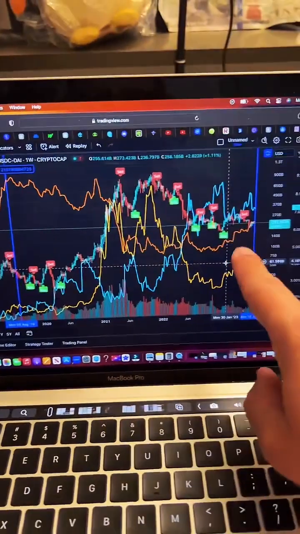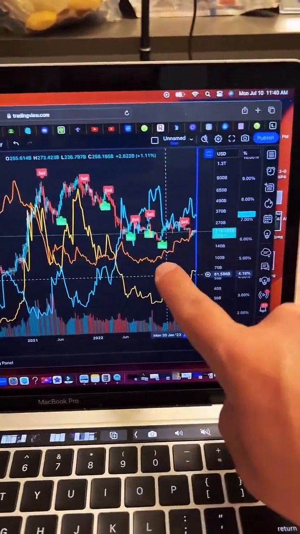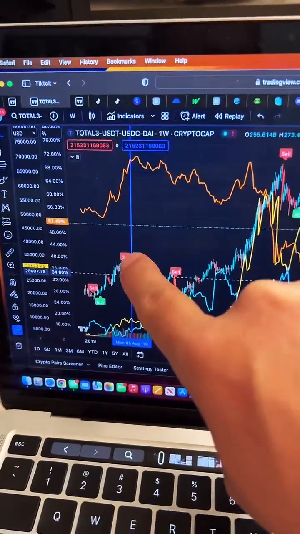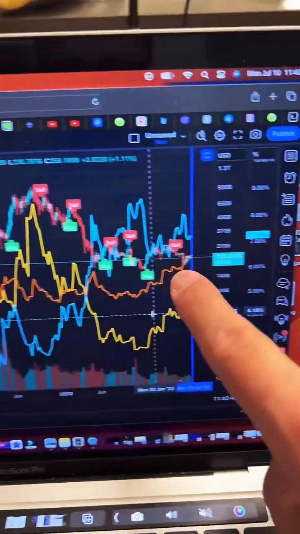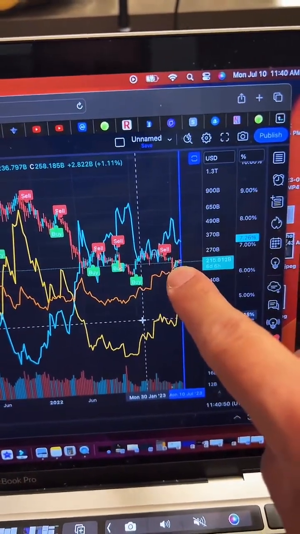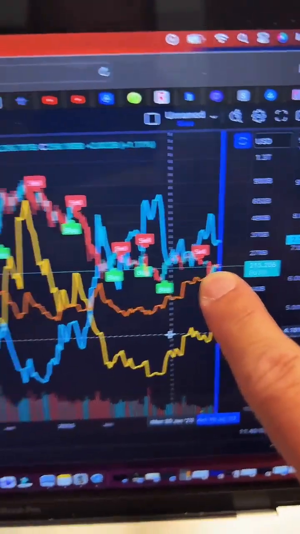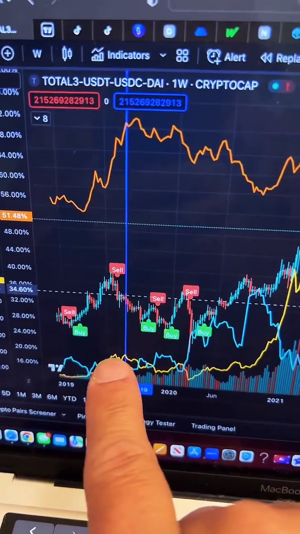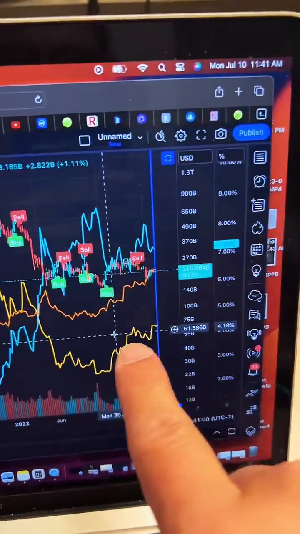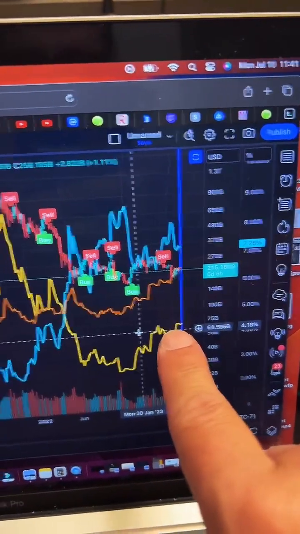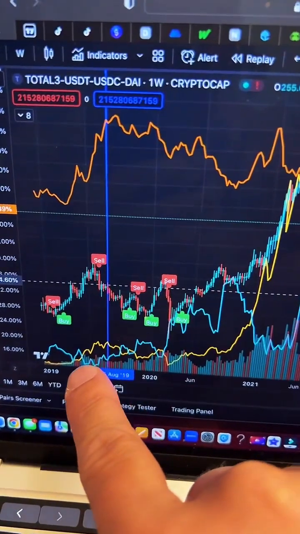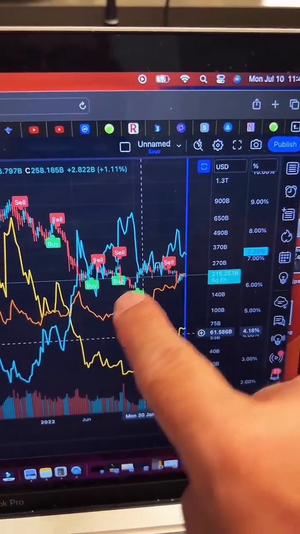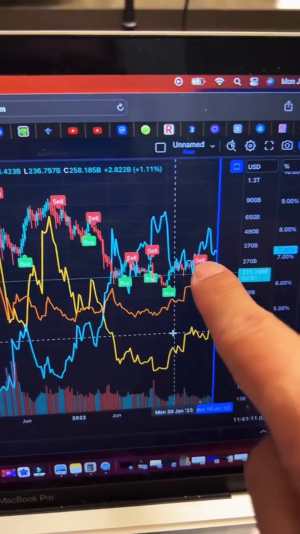Let's fast forward to over here. What do we have going on? Okay, dominance is going up. Check. Altcoin market cap bleeding. Check. Right, there was the top. It's been bleeding. How about the yellow line? That's Bitcoin price going sideways. What do we have here? Going sideways. What about Tether? Tether starting to go up, making higher lows. What do we have for Tether? Going up, making higher lows.